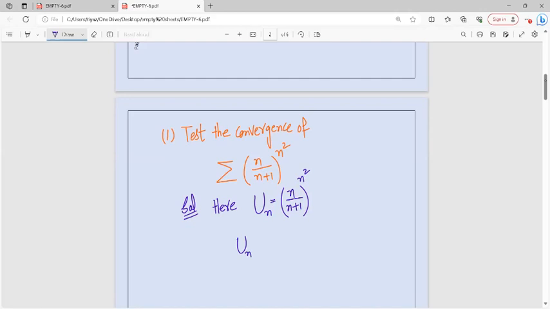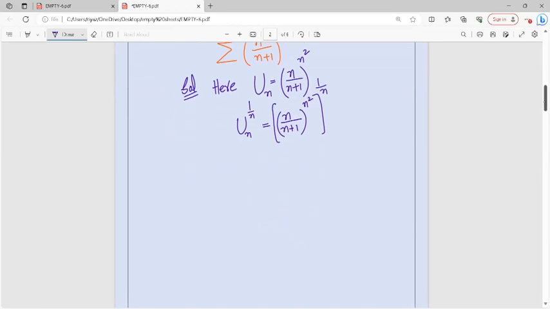I want to move to the second step. I am going to raise the power as 1 by n on both sides. So n upon n plus 1 to the power of, we already have n square, and its power we are going to take as 1 by n, which means we are going to take the nth root. The square root means power 1 by 2, cube root means power 1 by 3. Similarly, nth root means we have to take the power 1 by n on both sides.